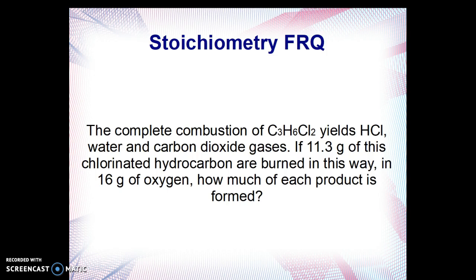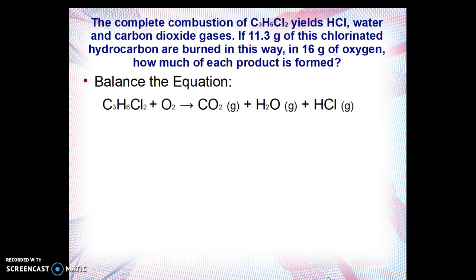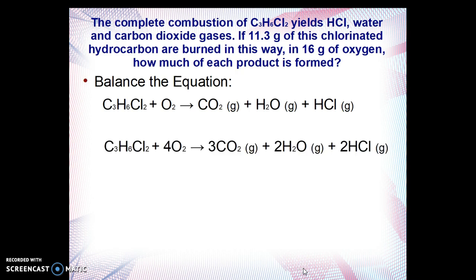This now we see is a limiting reactant problem. So here's the question on top, and we first have to balance the equation. So you can turn off the video and balance the equation and check your answer when you come back. Here we see that 4 moles of oxygen react with 1 mole of the chlorinated hydrocarbon to form 3 moles of carbon dioxide gas, 2 moles of steam, and 2 moles of hydrogen chloride.